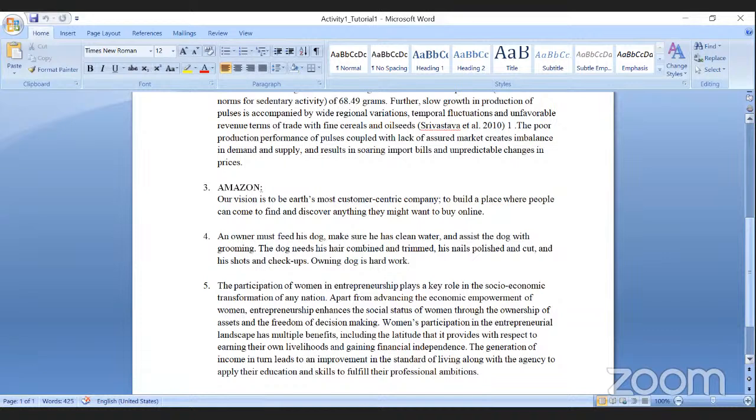An owner must feed his dog, make sure he has clean water and assist the dog with grooming. The dog needs his hair combed and trimmed, his nails polished and cut, and his shots and checkups. Owning a dog is hard work. Specific to general, straight away. The major point here was, you've given all the details and at the end you made a general conclusion from that. Yes, it is hard work and difficult to own a dog. Very clear?